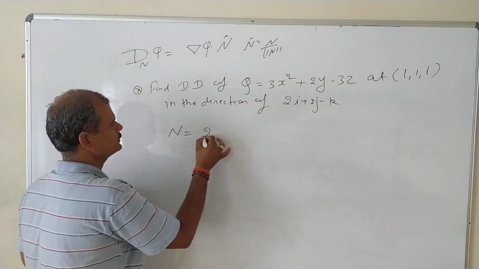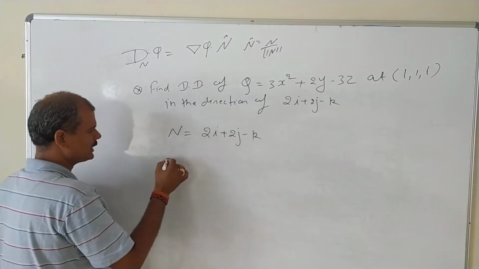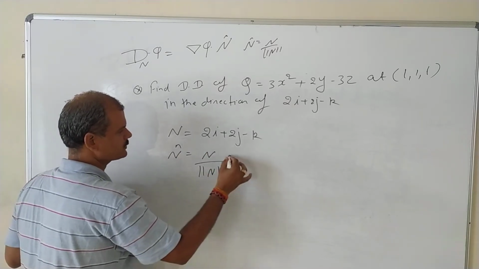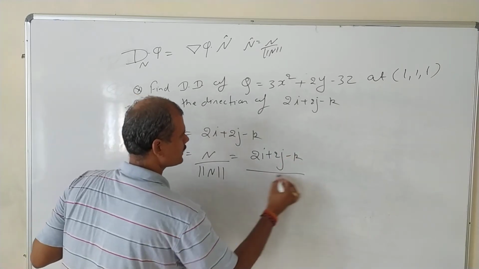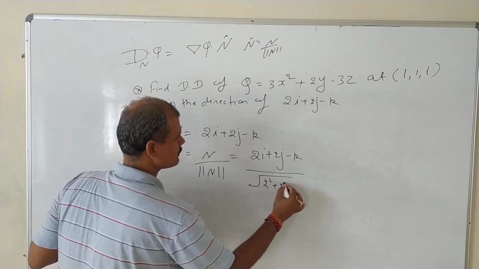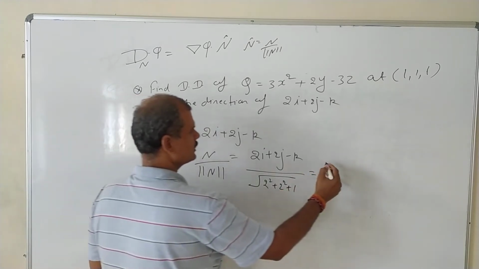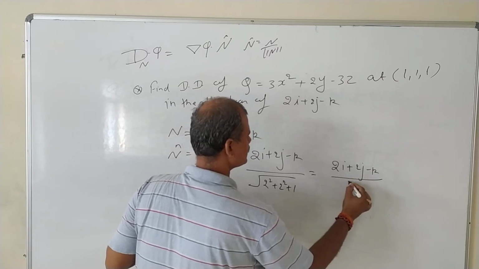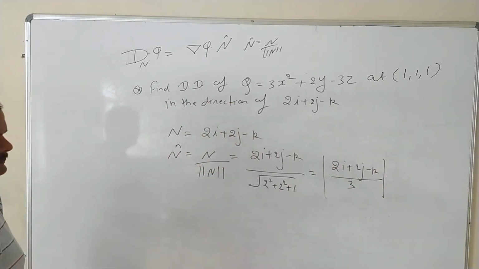So n equals 2i plus 2j minus k. We will find the n cap. N cap is n upon modulus of n. So that will be 2i plus 2j minus k divided by the square root of 2 square plus 2 square plus 1. So 4 plus 4 is 8, plus 1 is 9, root is 3. So we get n cap as (2i plus 2j minus k) by 3. This is your normalized vector, the unit vector, right?